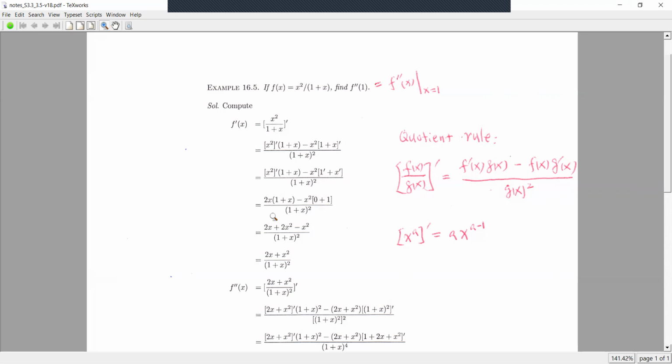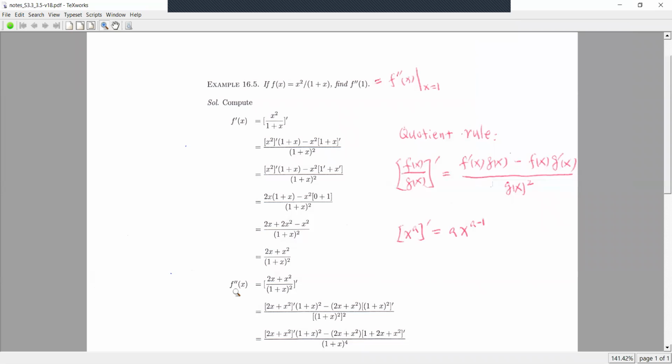Because we need to take derivative again, it is good to simplify this result so that our following computation is easier. Distribute 2x to 1 and to x, then we have this equation. Cancel x squared, then we have this equation. This is the simplified result of derivative of function f.